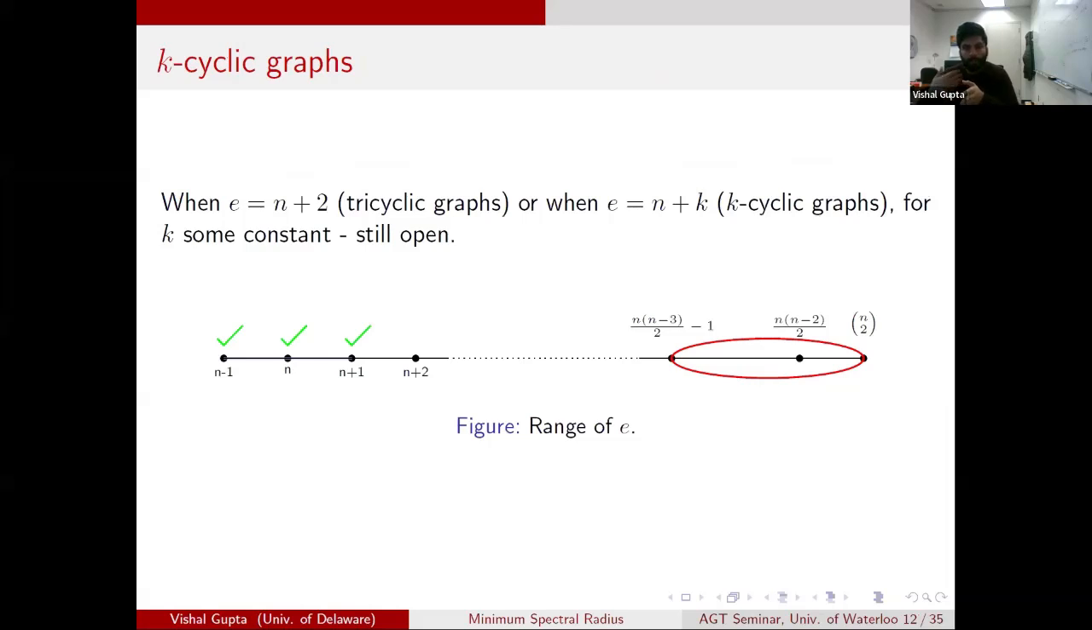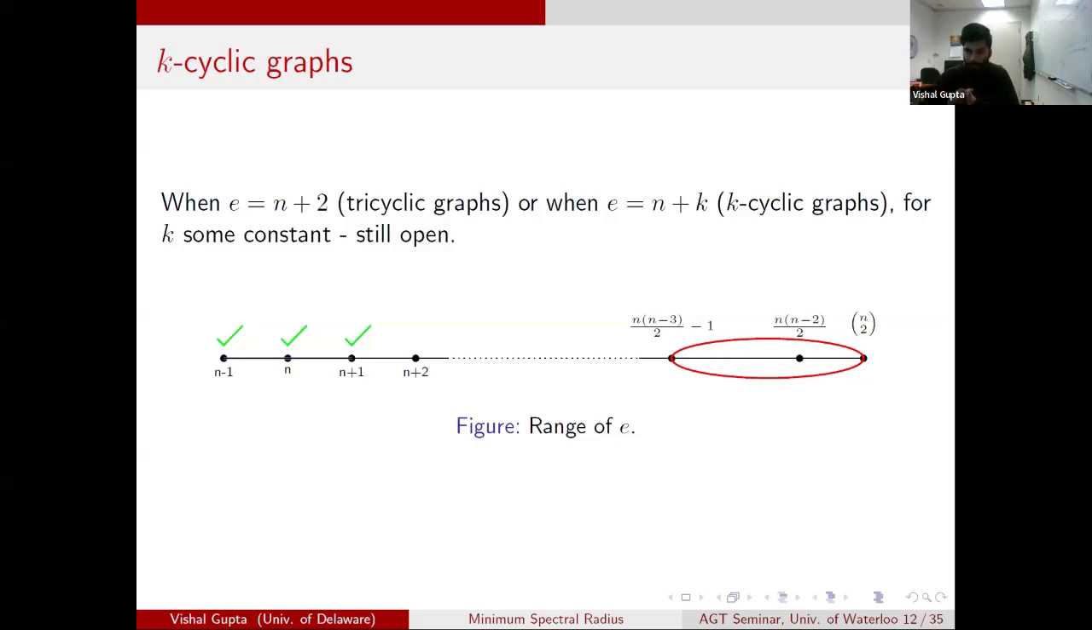Okay, so a natural question here is, what happens when e is n plus 2? These are the tricyclic graphs. Or what happens when e is n plus some constant, or k-cyclic graphs? This problem is still open. So the only known cases for which we knew the answer for minimizing the spectral radius were when e is n minus 1 and e is n plus 1. For the remaining cases, the problem was still open for several decades.